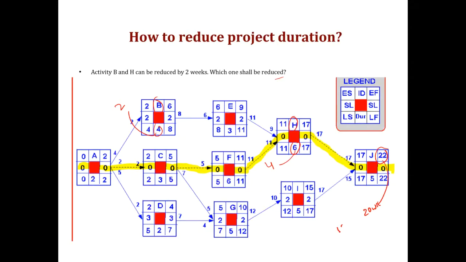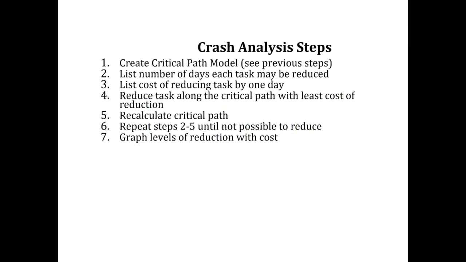So if you crash a non-critical activity which is not lying on the critical path, it's not going to bring any benefits. Your project duration will still stay at 22 weeks. So it is important that when you crash, it has to be an activity lying on the critical path. Crashing a non-critical activity could incur extra cost for your project without bringing any benefits in terms of time.